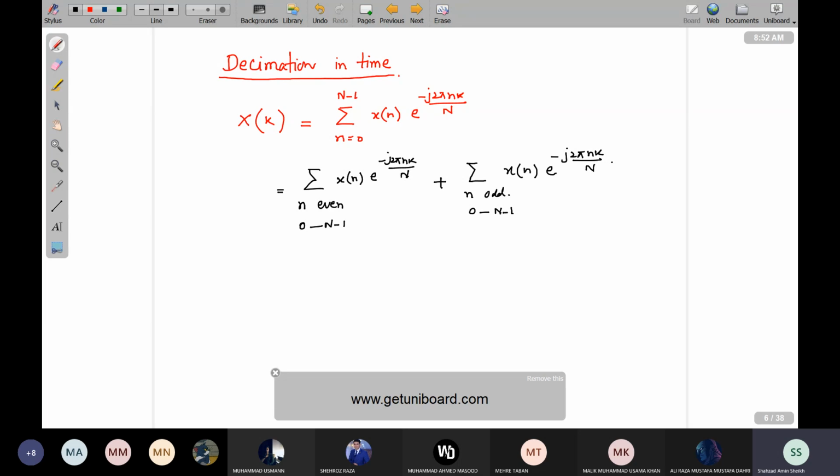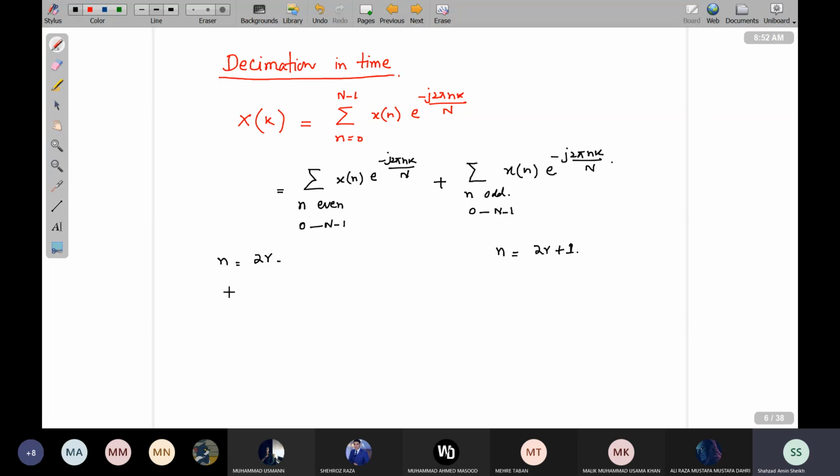And now for even indices, we are saying that n is equal to 2r, just a change of variable. And for odd indices, we are saying n is equal to 2r plus 1. So when n is between 0 to N minus 1, r will be moving from 0 to N over 2 minus 1. Here again, r will be moving from 0 to N over 2 minus 1, half of the samples. So as a result of that, we can write our X of k.